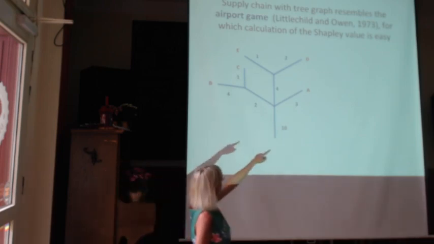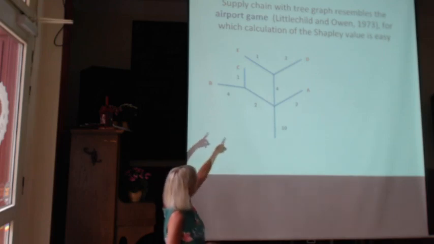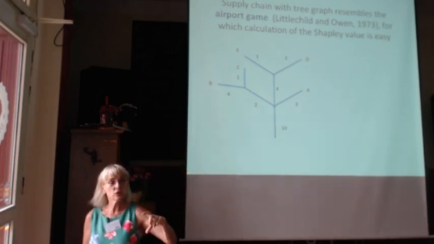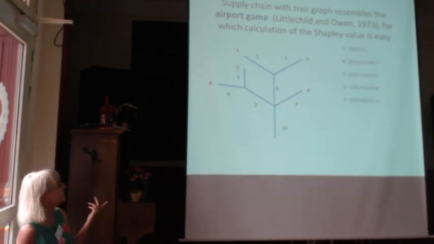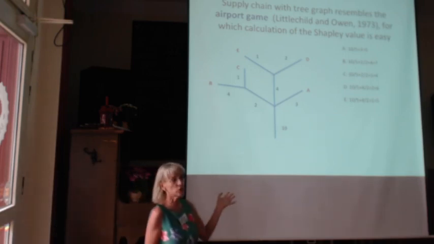The branch with the weight 3 is used only by company A. The branch with the weight 2 is used by B and C, and so on. So there are different companies using different segments. And what was being shown is that it's very easy to find the Shapley value for this case.